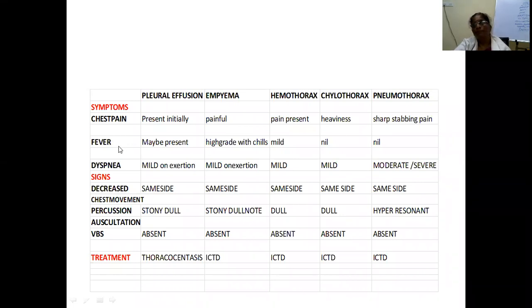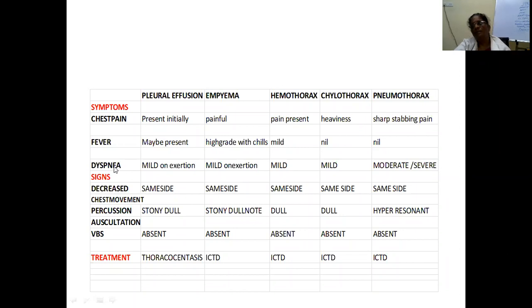Fever. Febrile illness is present if there is any pus. Otherwise, in pleural effusions, it may or may not be present. In case of pneumonia, parapneumonic effusions, you may have a history of fever. Otherwise, there won't be any fever. Fever is not related to effusion, but in empyema, there will be high-grade fever. Similarly, hemothorax may show some mild fever, but chylothorax and pneumothorax generally won't present with fever.